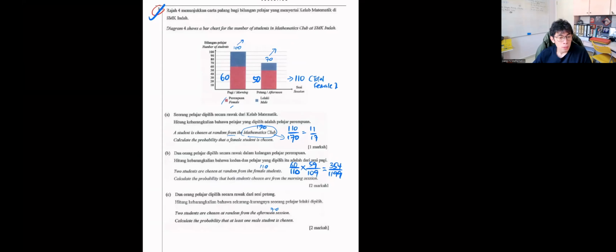Okay, good. So calculate the probability that at least, I like this, the words at least. Tell me in the chats, everybody, because they want you to select two students from the afternoon session. Tell me the combo of at least one male student. Come, tell me the combo. Combo means the combination.